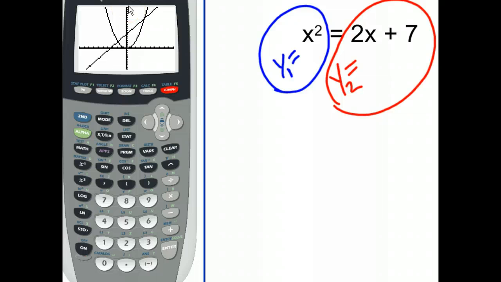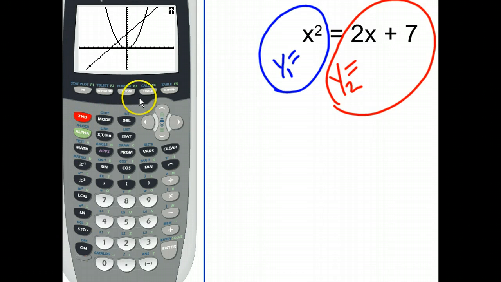Okay, now we're going to go to Calc Intersect, and watch how efficiently I do this. I see a lot of students wasting a lot of time doing unnecessary keystrokes here. So again, really try to follow how efficient I'm being and how few keystrokes I'm going to use.